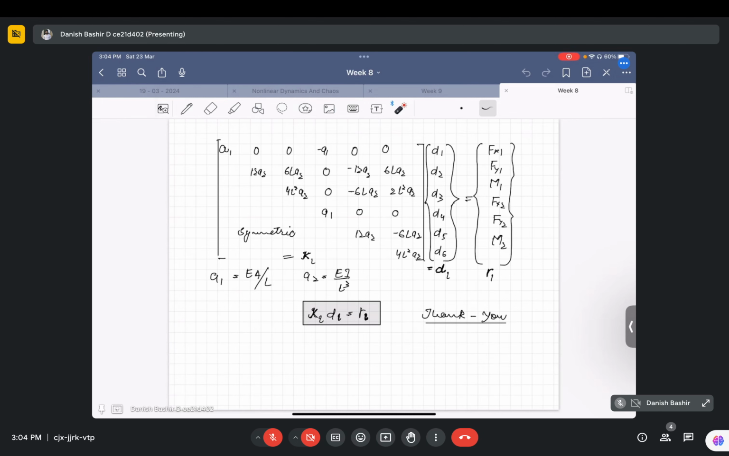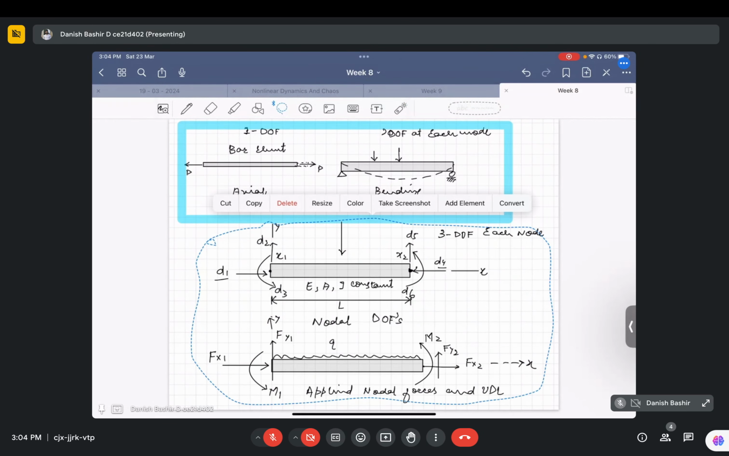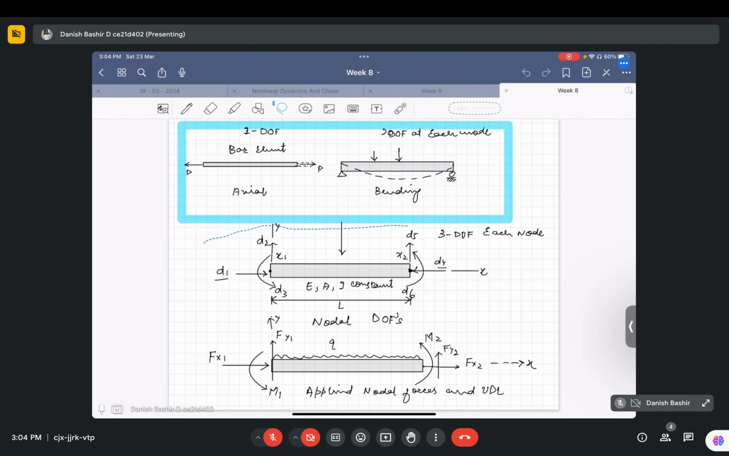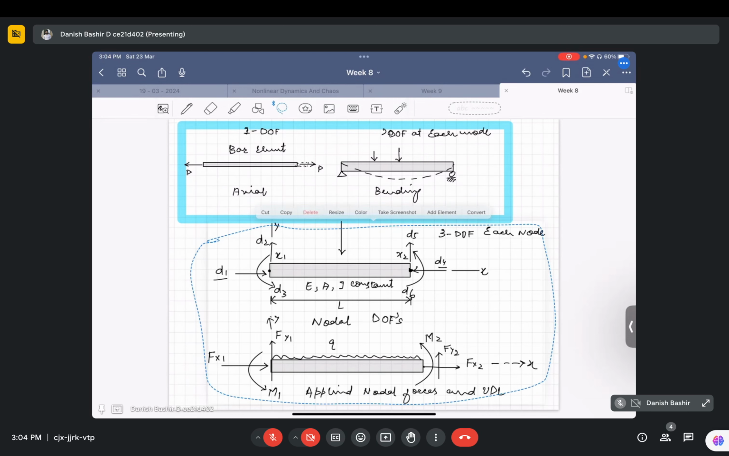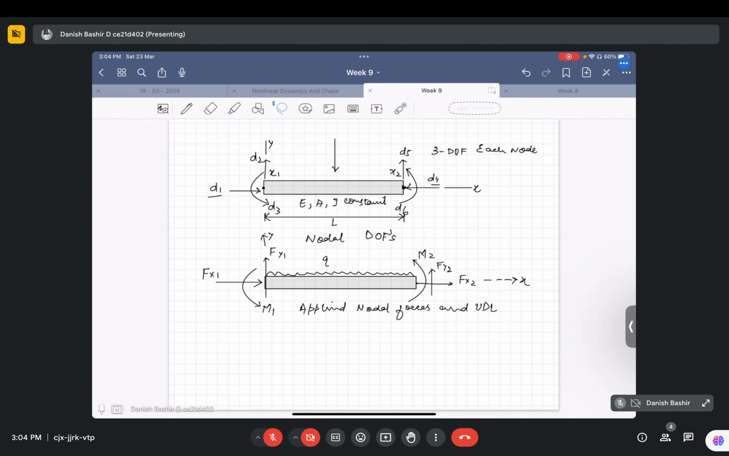One more thing is that I have to take this one from here. So this is our plane frame element.